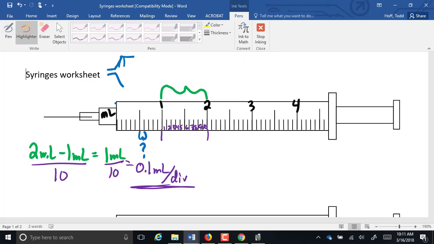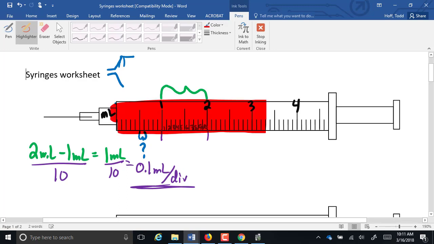So now if I fill this syringe, let's see what that does. Oh, that turned out okay. So I fill this syringe and try to read what that level is. I go to the last marked spot that I've gone past. That's 3 milliliters right there. Each division past that is 0.1. So this is 3.1, 3.2, 3.3 milliliters.